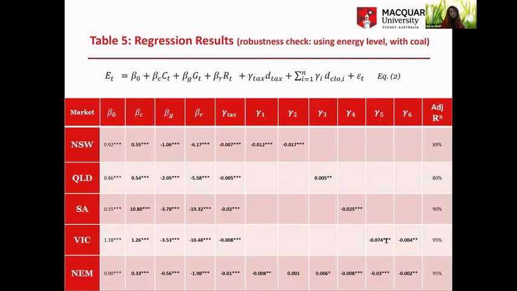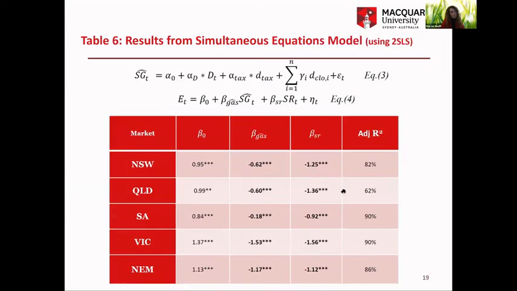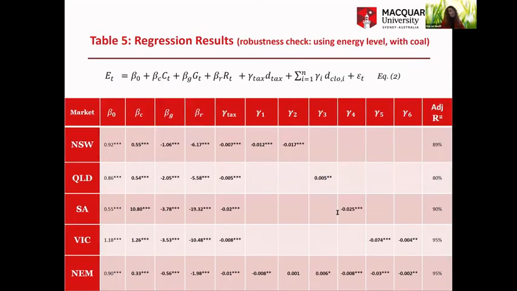In order to do a robustness check, we used a simultaneous equation. And what we saw is that the result is very similar to our base model. Another robustness check method that we use is, instead of using the share of coal or share of gas, we use the amount of energy to see the impact on emission intensity. And again, the result is very similar to what we had for the base model.